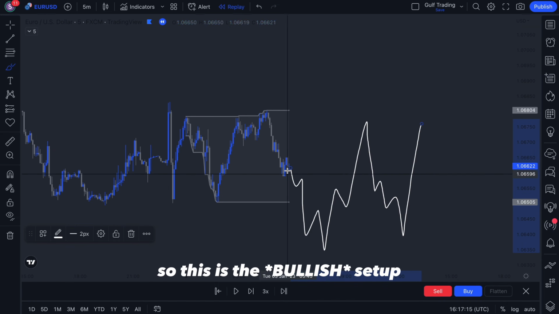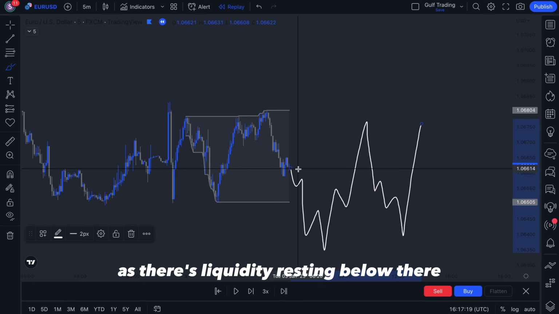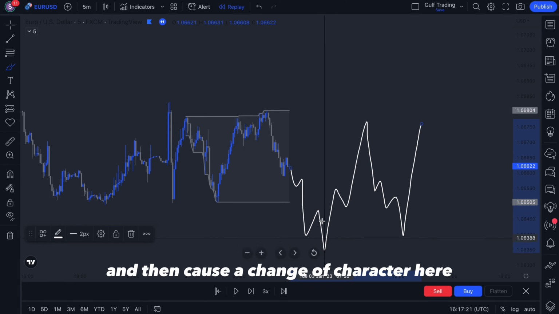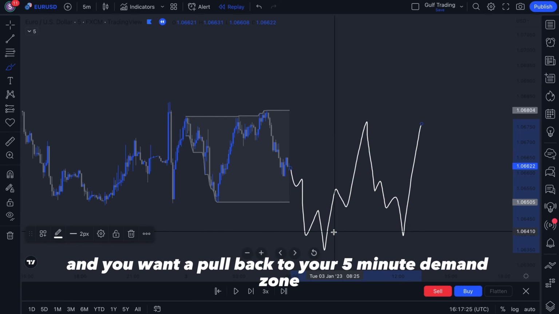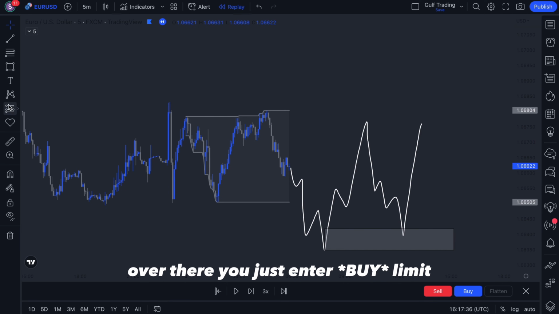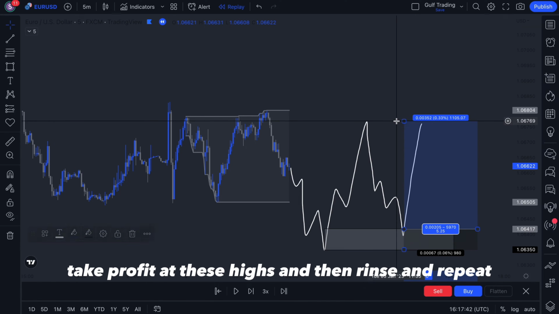So this is the bullish setup. You're looking for price to take out the Asian lows as there's liquidity resting below there, and then cause a change of character here. Price is going bullish, and you want to pull back to your 5-minute demand zone. Over there, you just enter, buy limit, take profit at these highs, and then rinse and repeat.